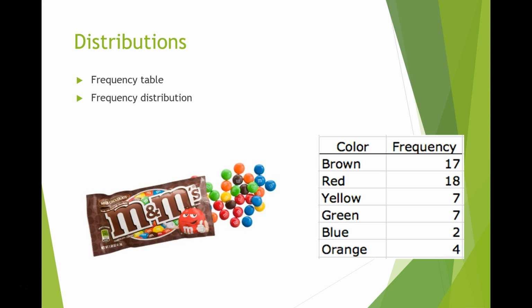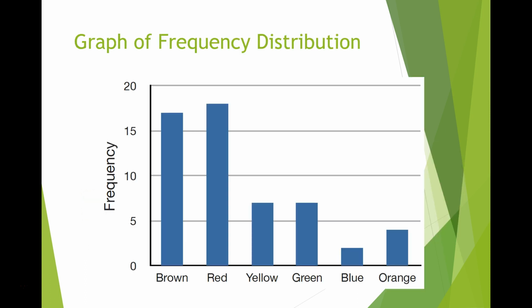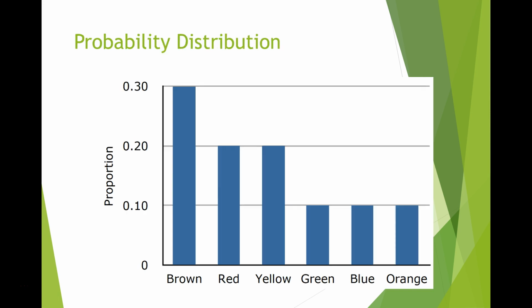This table is called a frequency table, and it describes the distribution of M&M color frequencies. Not surprisingly, this distribution of frequencies is called a frequency distribution. Often a frequency distribution is shown graphically, as in this figure. The distribution of the previous slide is the distribution of the M&Ms in one bag.